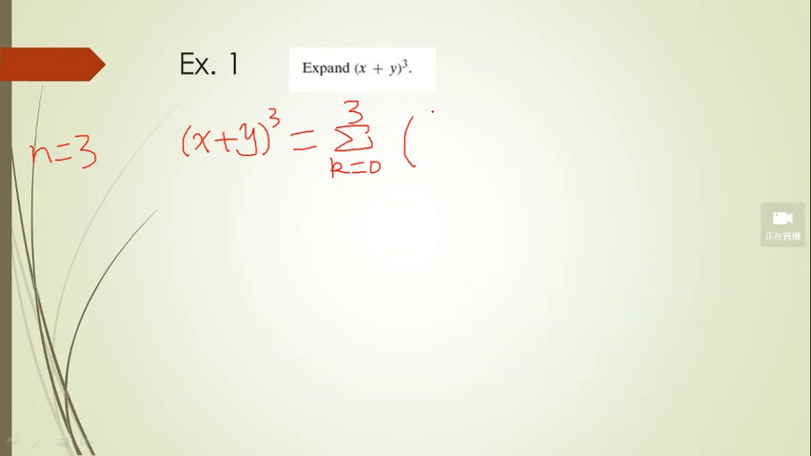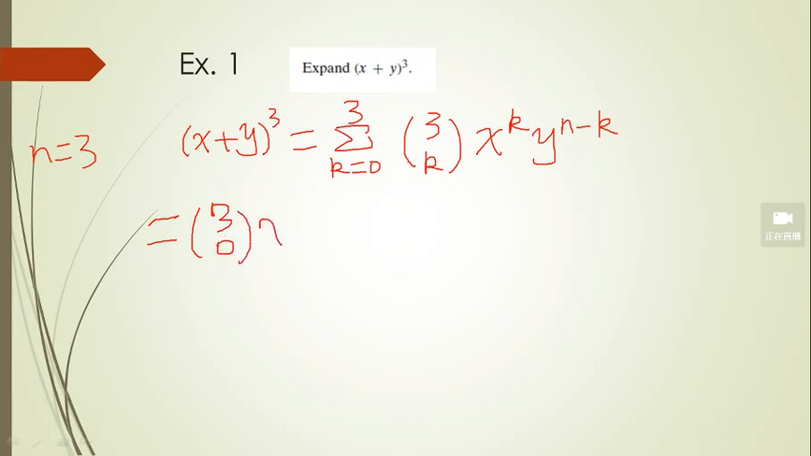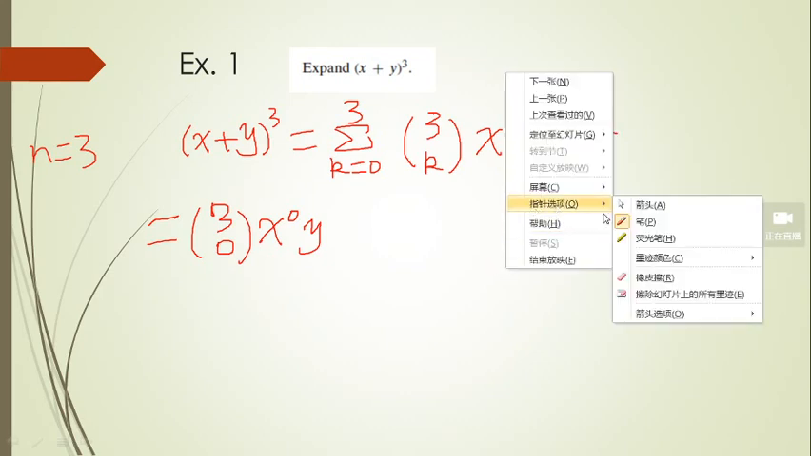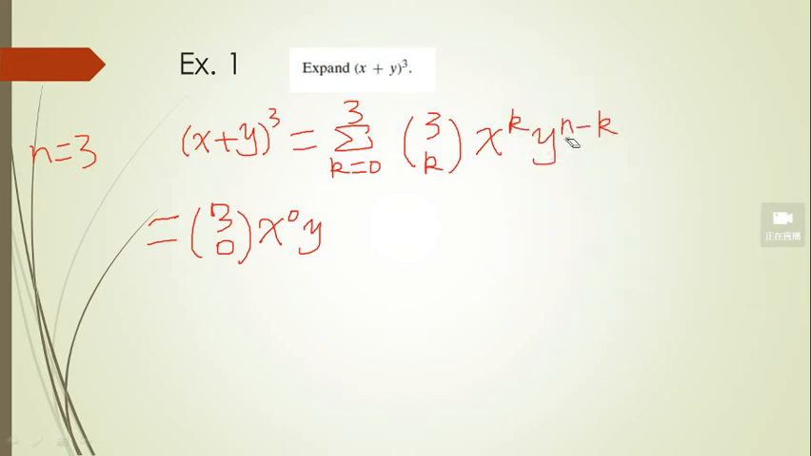3 choose n. 3 choose k. Then it should be x^k, which represents the number of x you have in each term. And if you choose k of x, then you are going to have n minus k of y, right? So we are expanding. When k is 0, we have this summation notation, which means you take the sum. So when k is 0, you have x^0. Here should be 3. My n is already specified. It's 3, right?